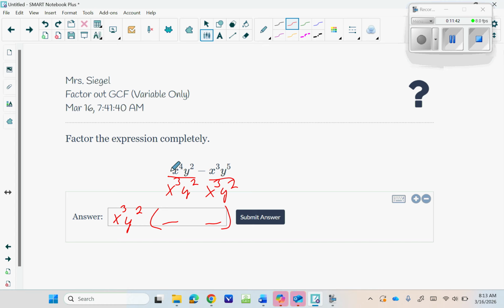So let's see. So I have 4 x's on top, 3 x's on bottom, so I'm going to be left with an x, and then these cancel out. Okay, then I have a minus. And then I have an x to the 3rd, that cancels out. I have 5 y's on top and 2 y's on bottom, so I'm left with the y to the 3rd, like that. Okay, let's do the next one.